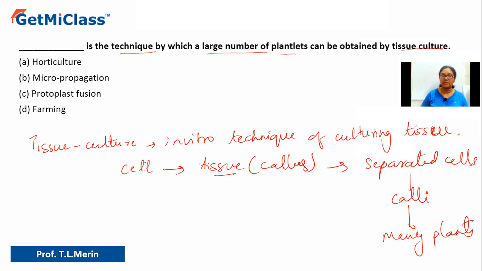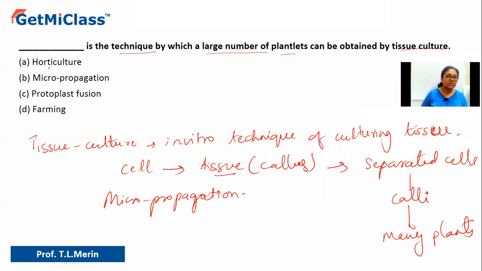Otherwise, you also have tissue culture in animals, where the animal cells are cultured, and that will produce a layer of cells. A tissue will be produced. But here, since they are asking about plants, we are going to discuss in terms of plants. So that is what tissue culture is. Tissue culture is used for production of many plants. And what is this called? This is called micro-propagation. Why micro-propagation? Because it is done using a small sample, a small explant, and it can produce many plants. That is what is called micro-propagation.